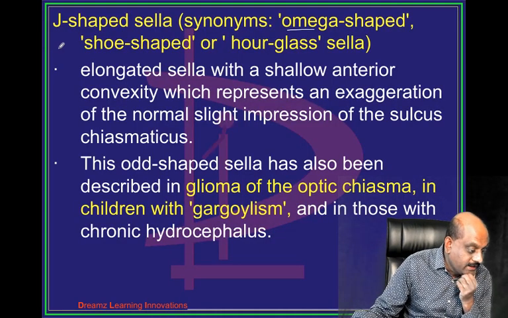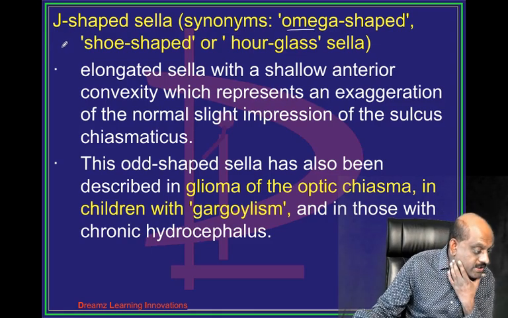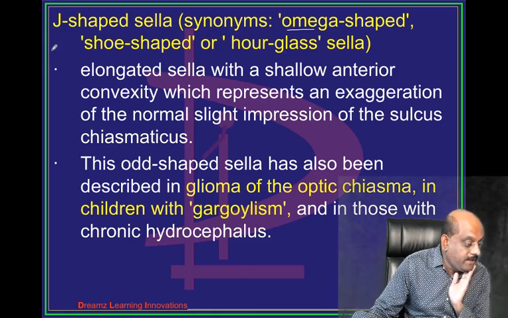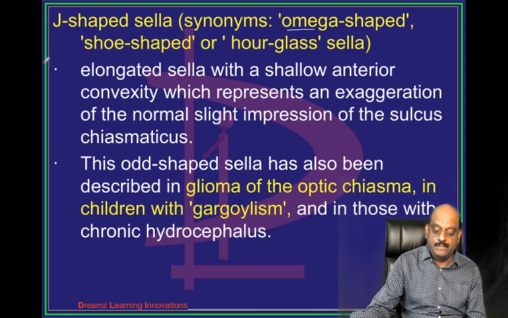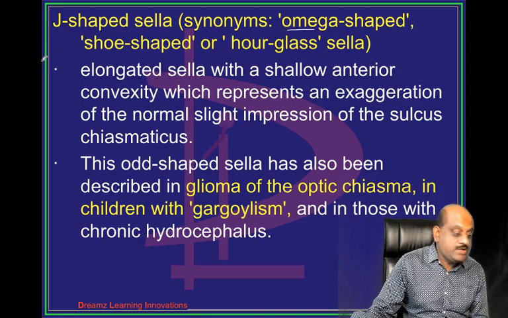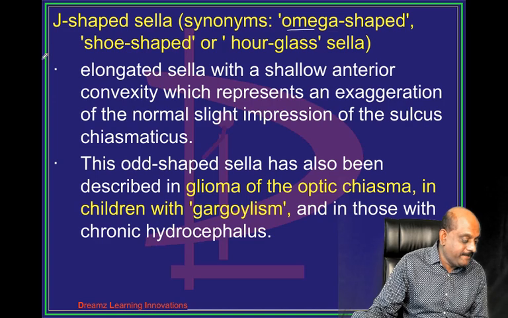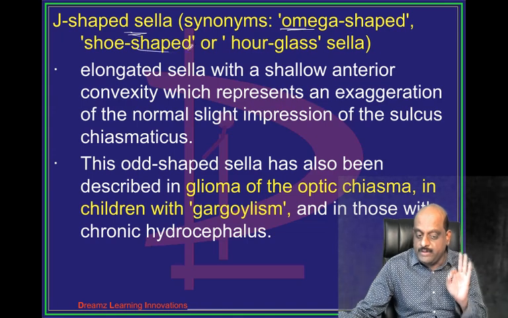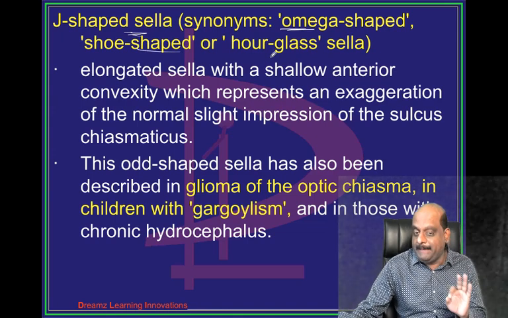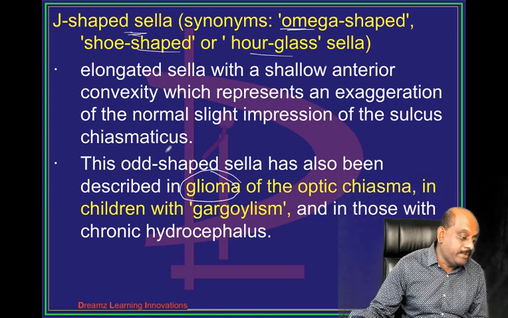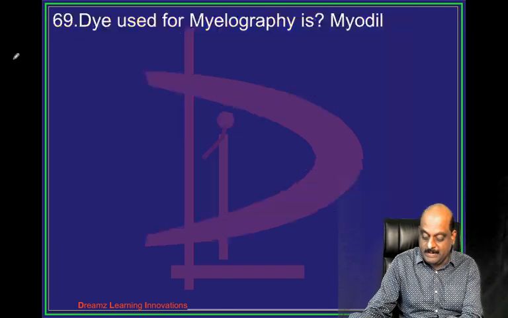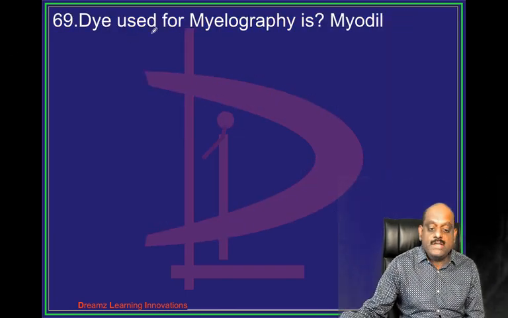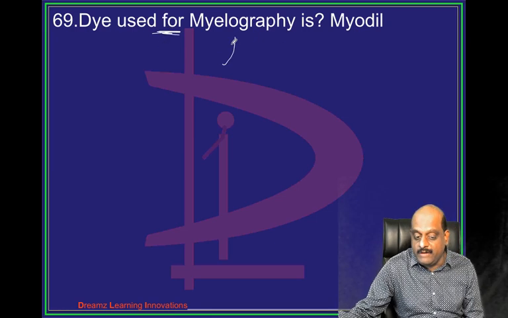Shweta is asking, sir, do we see J-shaped sella turcica in mucopolysaccharidosis also? I'm not very sure. You need to check it and update me, Shweta. But one thing is there, it is also called omega shaped, shoe shaped, hourglass sella, and it is glioma of the optic chiasma.